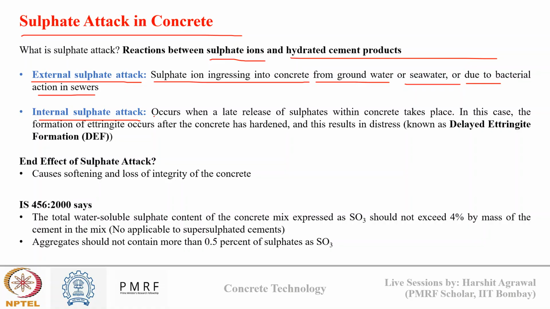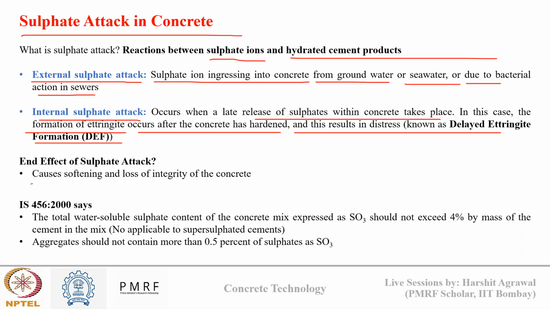Okay, and an internal sulfate attack occurs when there is a late release of sulfate within concrete. In this case, there is a formation of ettringite which occurs after the concrete has hardened, and this process is known as delayed ettringite formation. How this affects concrete, we'll see a couple of slides later. But for now, you can remember the definition. External is due to sulfates coming from the surroundings, and internal sulfate attack is due to the late release of sulfate ions in concrete.